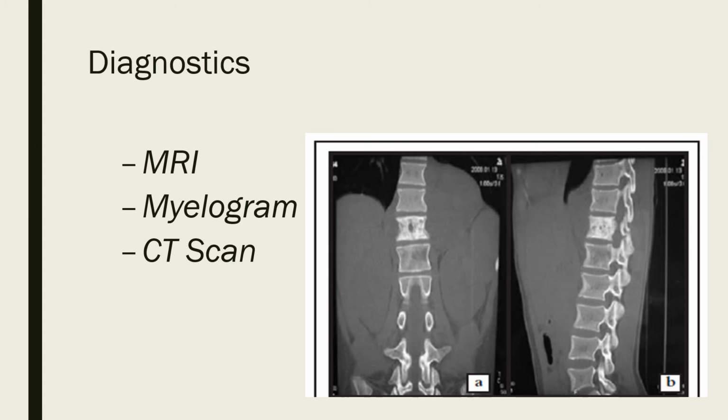Some common diagnostics are your MRI, myelogram, and a CT scan. An MRI is usually the tool of choice. If they have had surgery in a suspected area, they will do an MRI with and without contrast. If they can't do an MRI, however, the next option would be the myelogram.